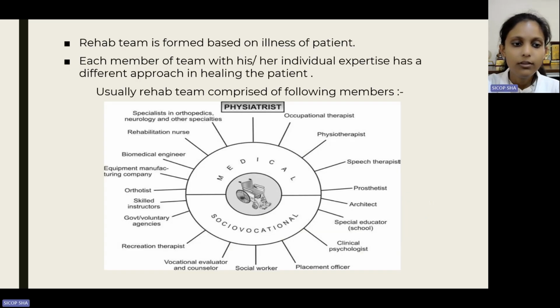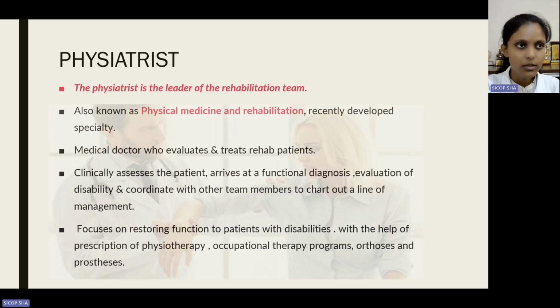Now further we will be seeing the rehab team. The first is the physiatrist. So who is the physiatrist? The physiatrist is the leader of the rehab team. They are also known as physical medicine and rehabilitation specialists, a recently developed specialty.